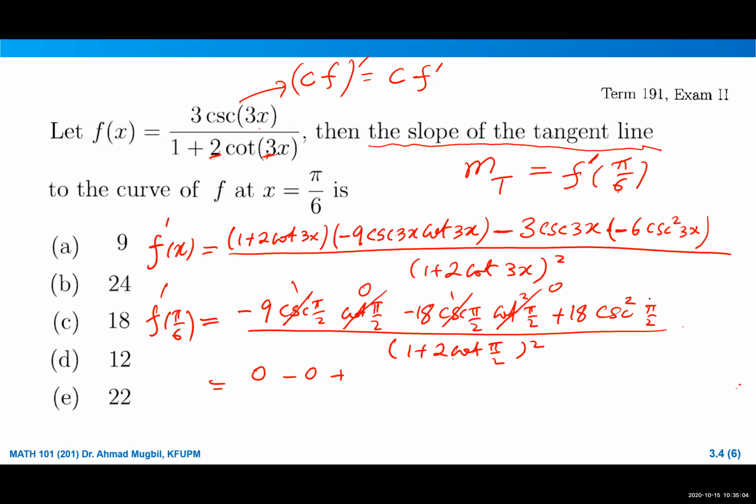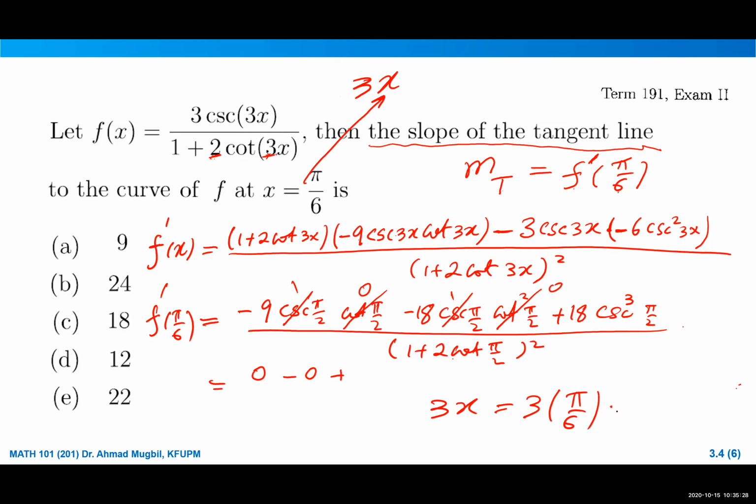Doctor, what about pi over 6? Yes, what about pi over 6? We substitute here, x is pi over 6. Here we put pi over 2. It was 3x; we put pi over 6 instead of x. What will it be? It will be pi over 2. So the 3x will be pi over 2. X is pi over 6. When x is pi over 6, 3x will be pi over 2.